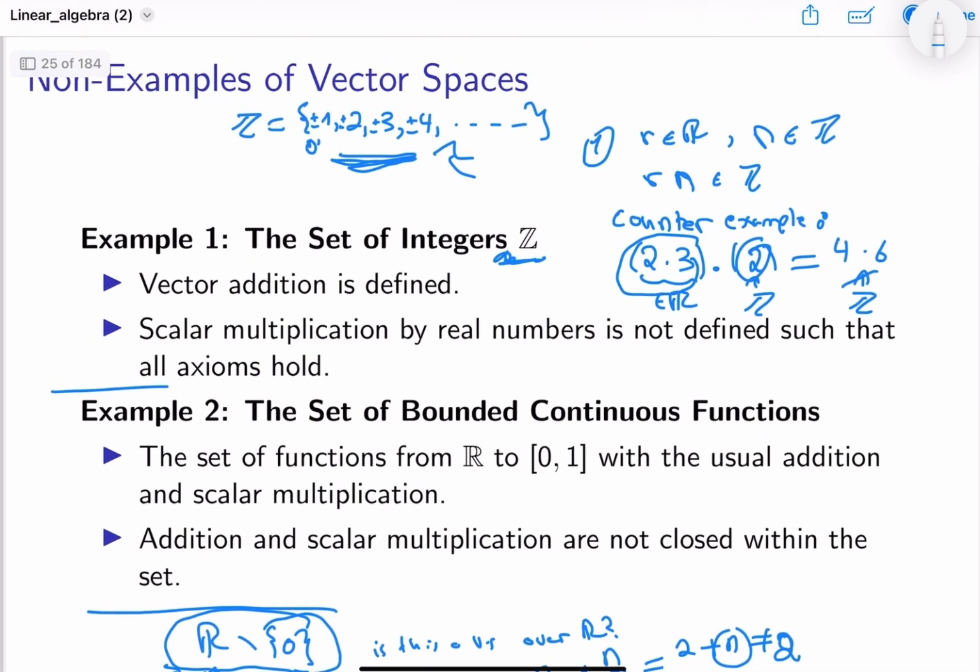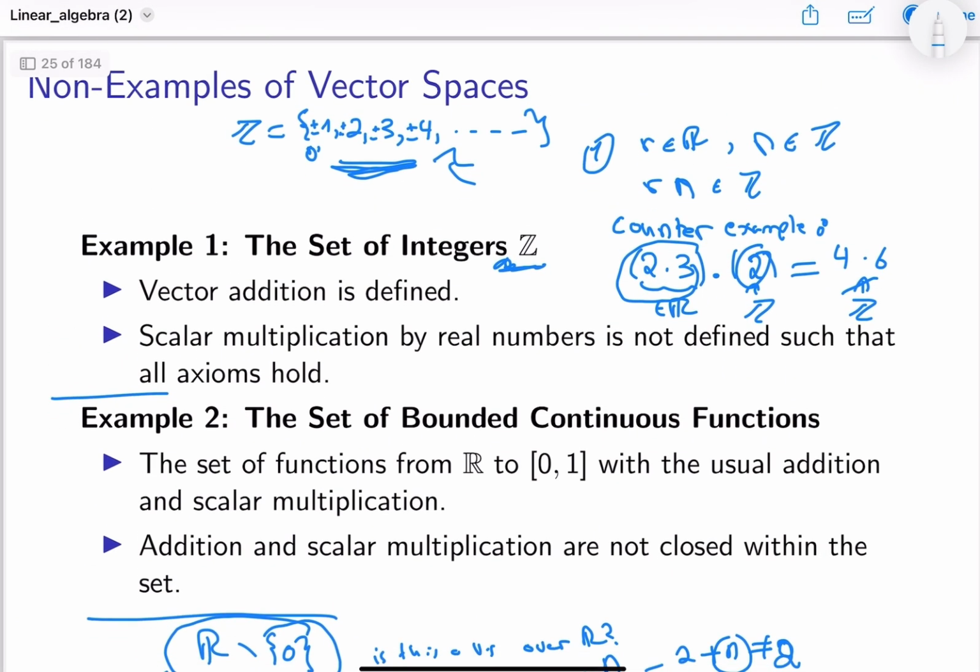In the next video, we'll be discussing the notion of subspaces, and we'll be giving more examples of vector spaces.